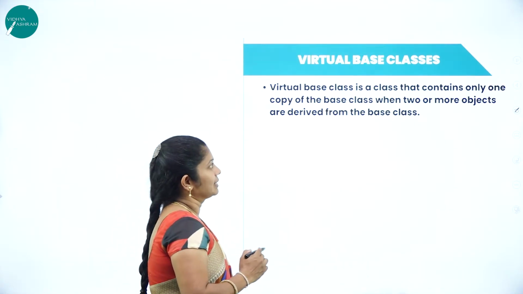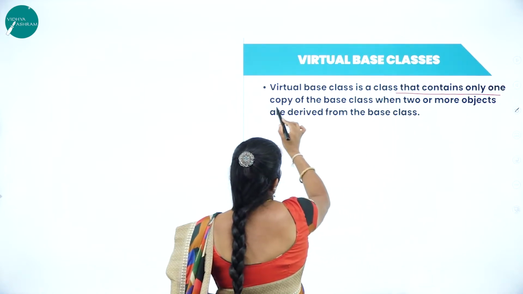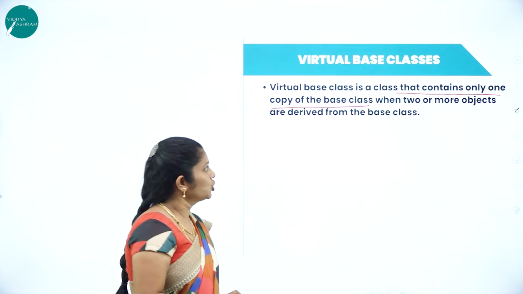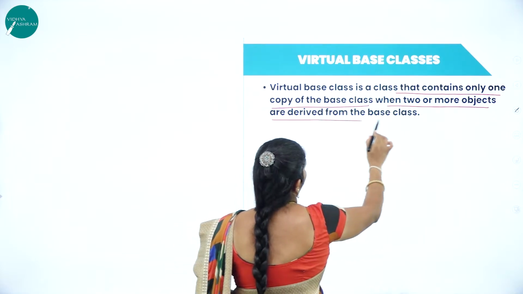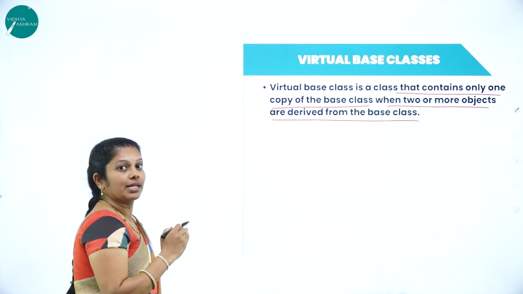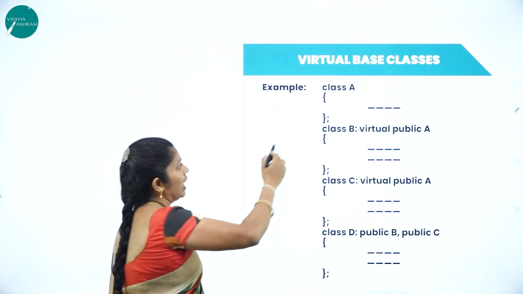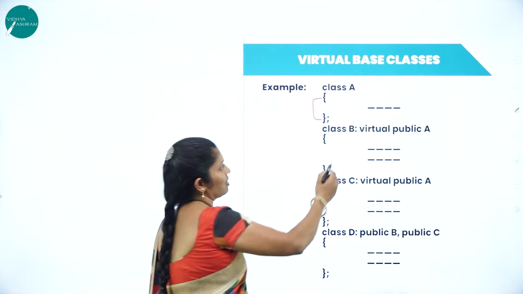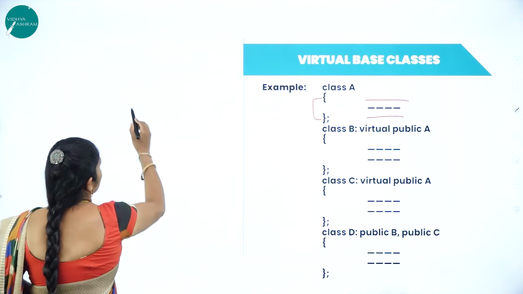A virtual base class is a class that contains only one copy of the base class. Only one time the copy will be stored, when 2 or more classes are derived from the same base class. If you observe here, consider we have a class A that has some properties. Under that we have data as well as functions, whatever you want, you can write here. That means we have the base class A here.